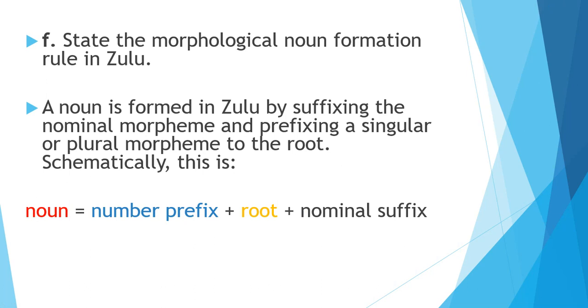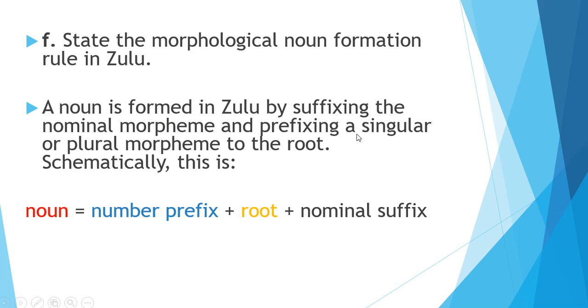It says, state the morphological noun formation rule in Zulu. Now it is easier, because now you know how the nouns in Zulu are formed. Now you know that they end in the suffix I, right? But let's state that morphological rule here. A noun is formed in Zulu by suffixing the nominal morpheme. What is the nominal morpheme? Remember, the nominal morpheme is the suffix I.